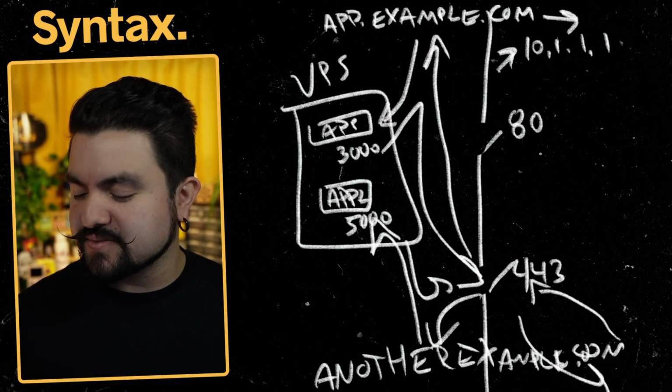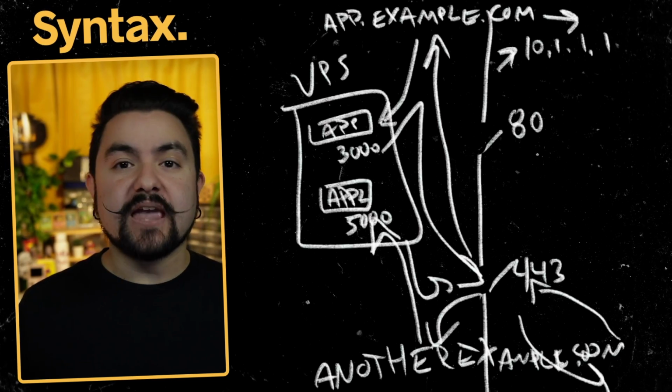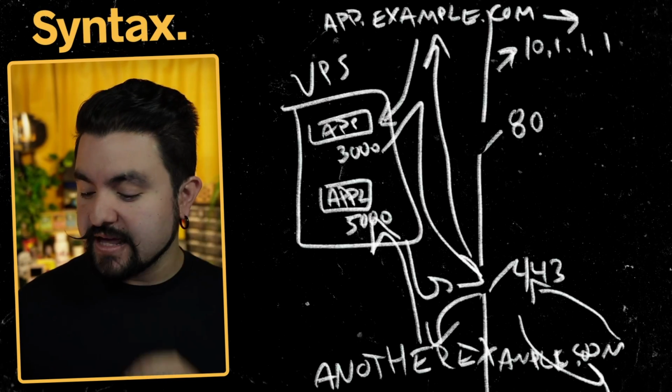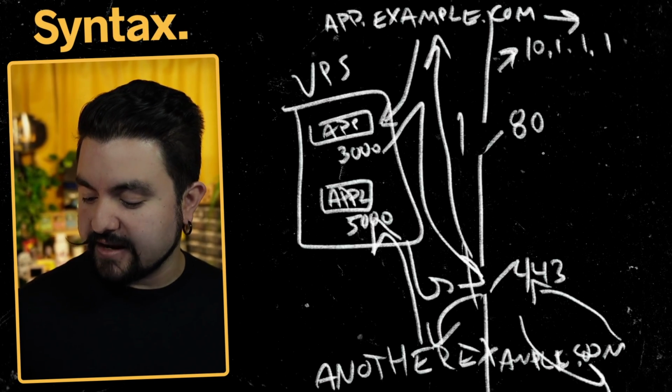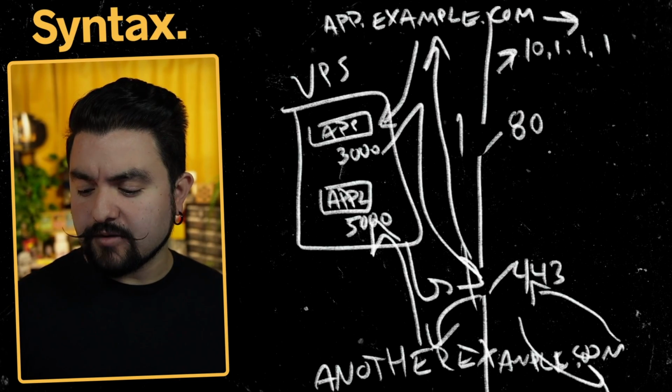You can do this with Caddy, you can do this with Nginx, but essentially you can have any number of domains pointed at a server, and then you basically just have an HTTP server sitting right here listening on port 80 and 443 that's ready to forward those requests to different services running on the machine.